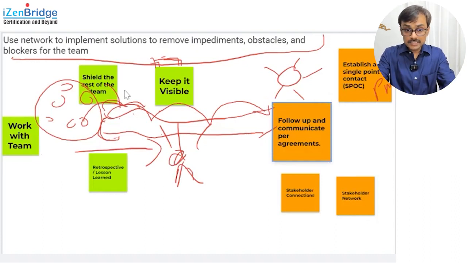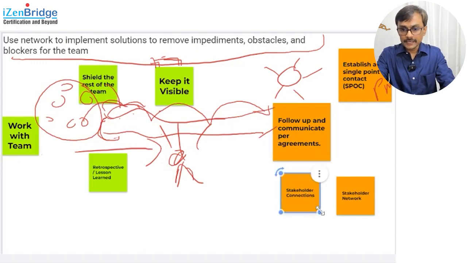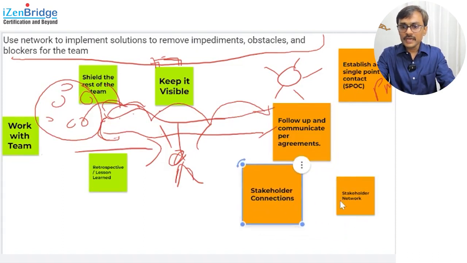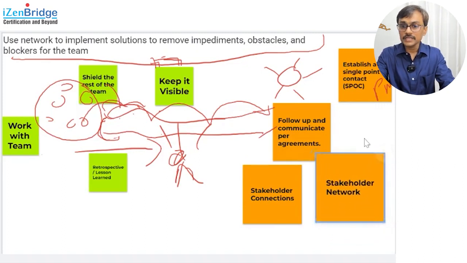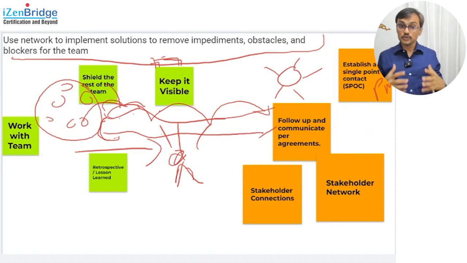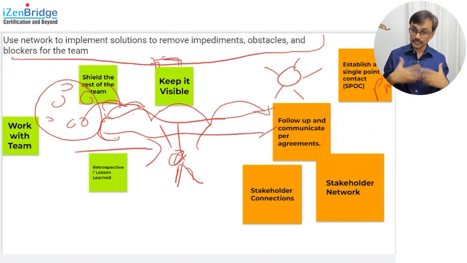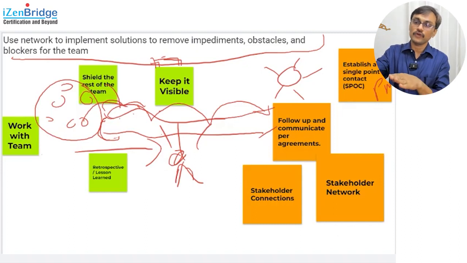Another thing which is coming very clearly here: use network to implement solution. Here it is stressing that you should have your stakeholder networking. You should have a good collaborative relationship with the stakeholders, and you should be influencing and working. You should apply your leadership skill, which is all about influence. And with the help of influence, you should clear the pathway for our team.